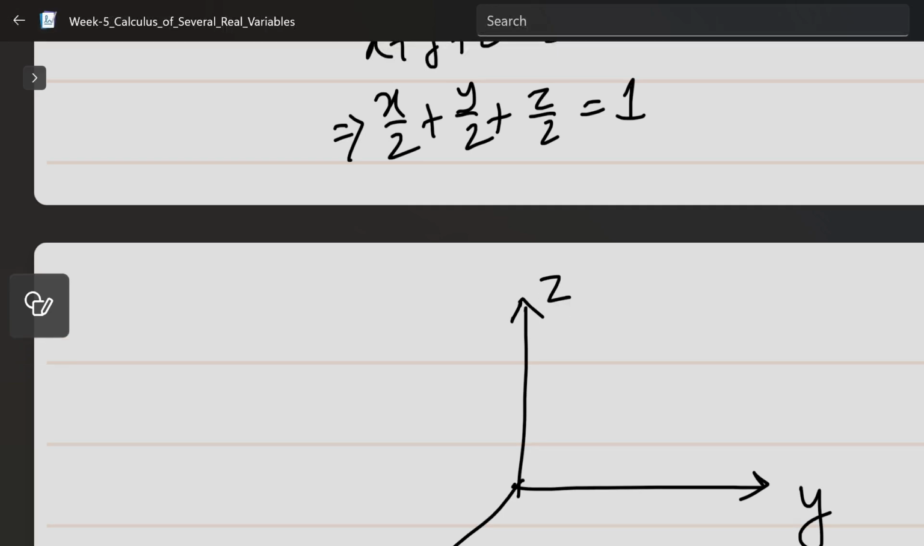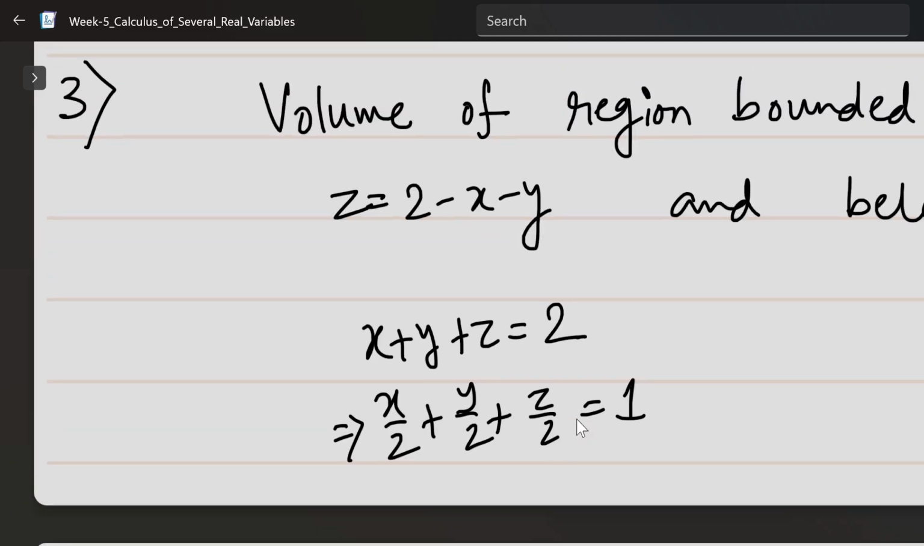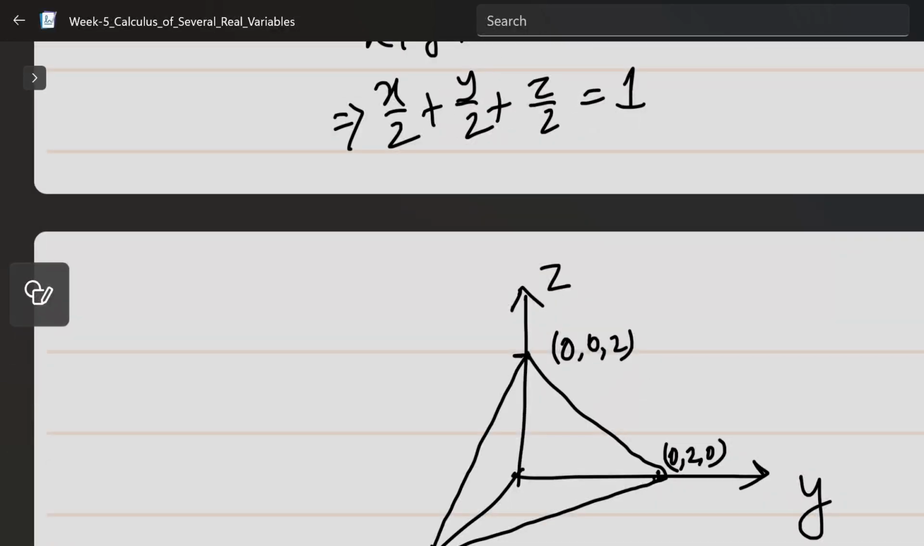First of all I will draw the plane. It intersects at 2 0 0, 0 2 0, and 0 0 2. So the plane is this. And what is your region bounded below by? This is a square in the xy plane, with corners at 1 0 0 and 0 1 0. That means this is a square.